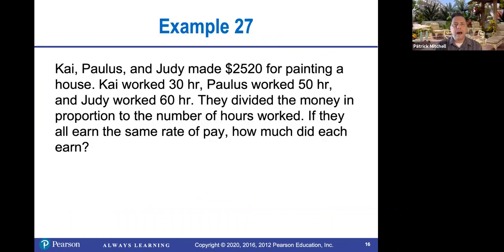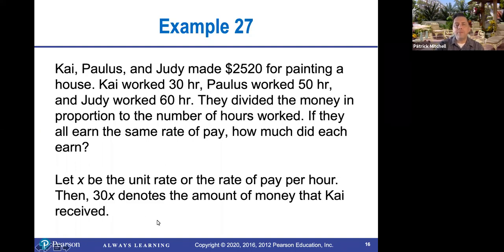Another example: Kai, Paulus, and Judy made $2,520 for painting a house. Kai worked 30 hours, Paulus worked 50 hours, and Judy worked 60 hours. They divided the money in proportion to the number of hours worked. If they all earned the same rate of pay, how much did each earn?